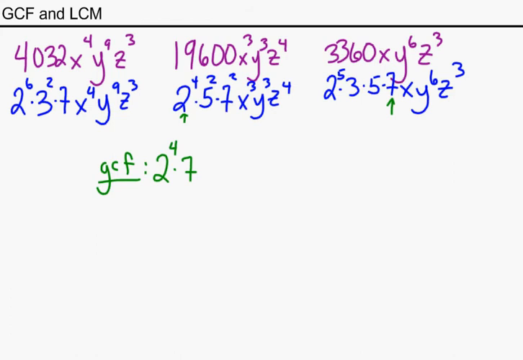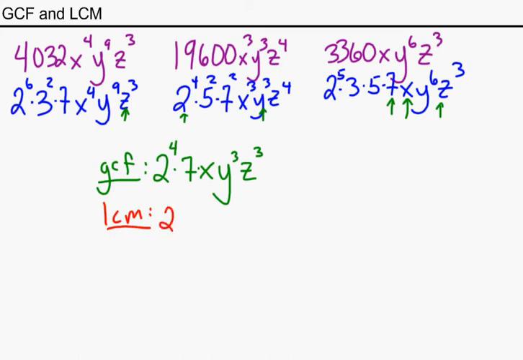Then I consider the x's. They all have x's, but the most they share in common again is 1 due to that piece. They all have y's, and the most they share in common is 3, right there. And they all have z's, but the most they share in common is 3 from either that piece or that piece. So my GCF is 2 to the 4th times 7, x, y to the 3rd, z to the 3rd. That's my GCF.